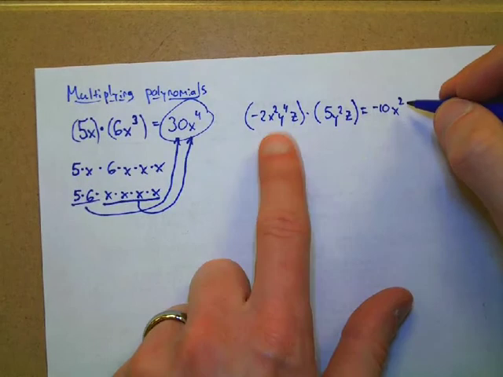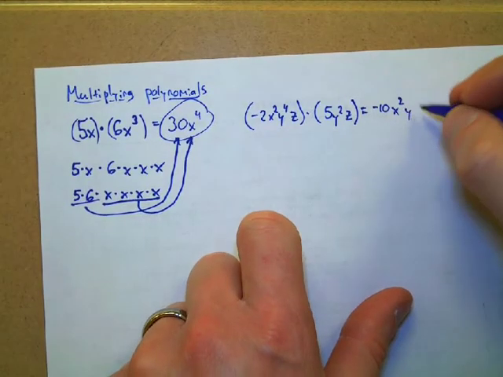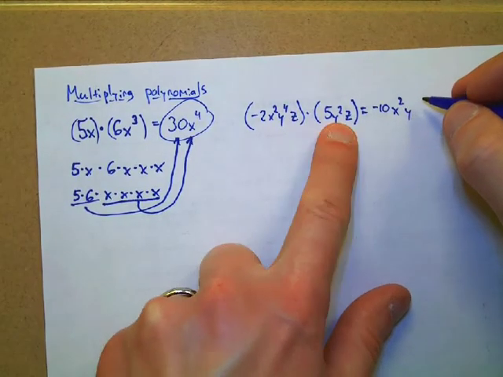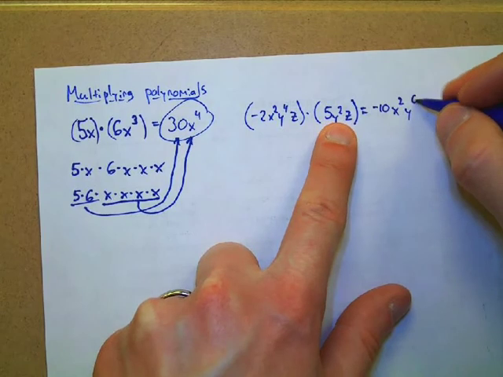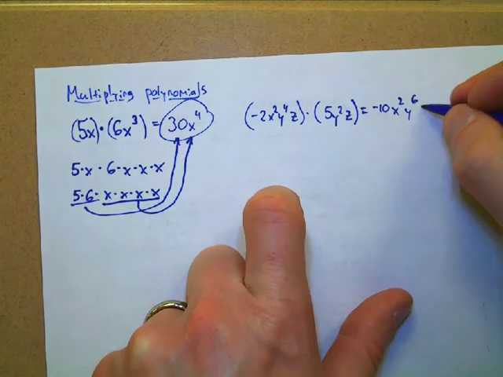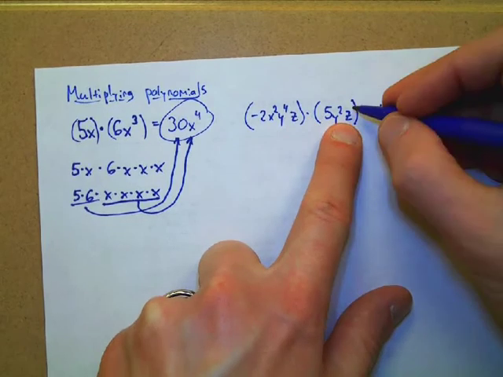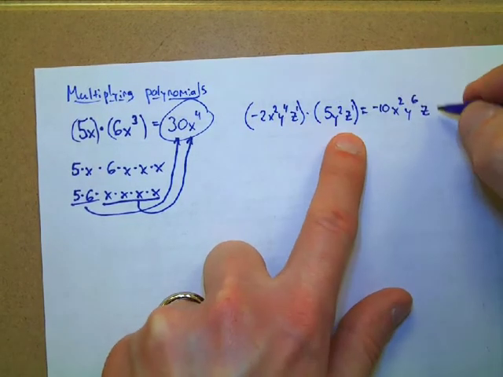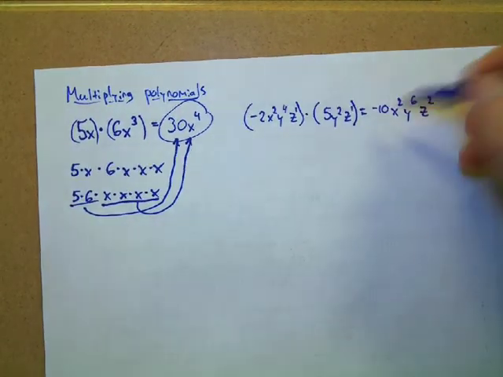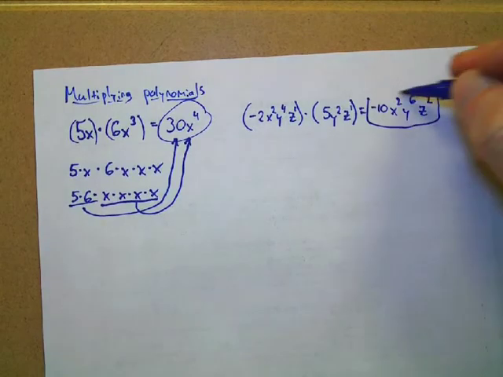The y, though, will be to what power? 6. Right, 4 plus 2, we add. Okay? And then what will it be? Z to the... Z squared. Yes, z squared. Z to the 1, right? When there's no exponent written, you can give it a 1. So z to the 1 plus 1 is z to the 2. Okay? And then we're done with that.